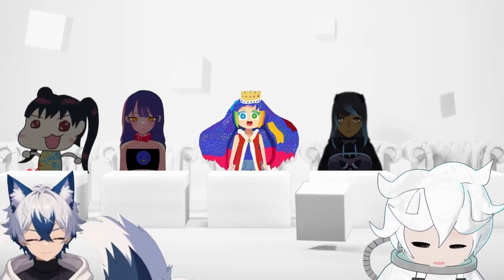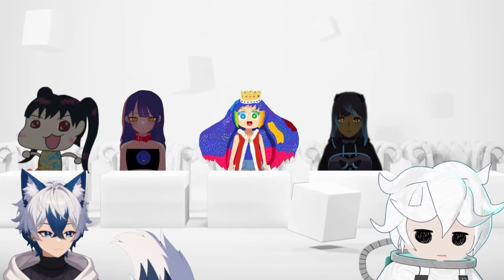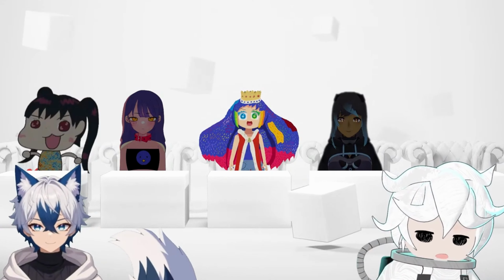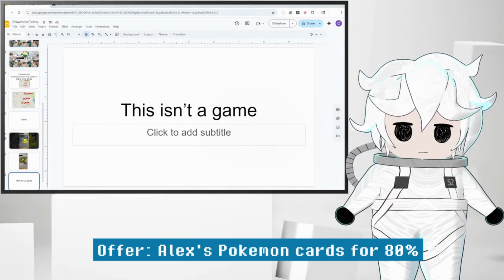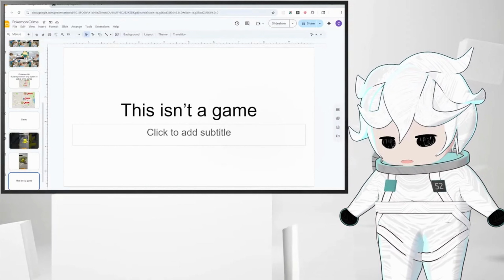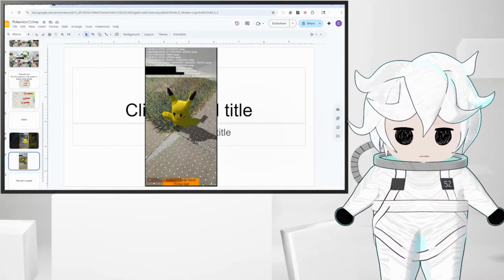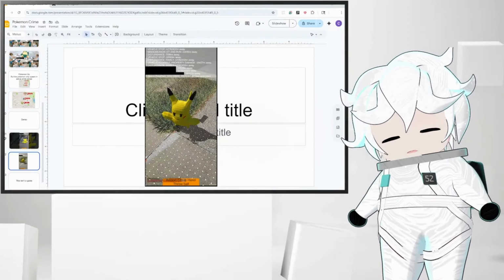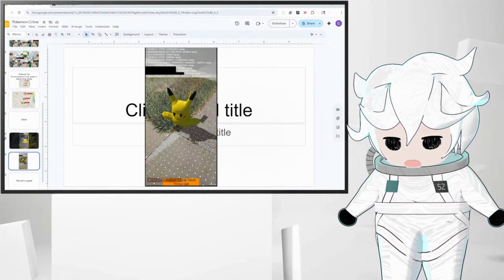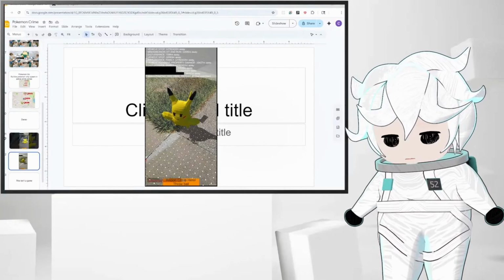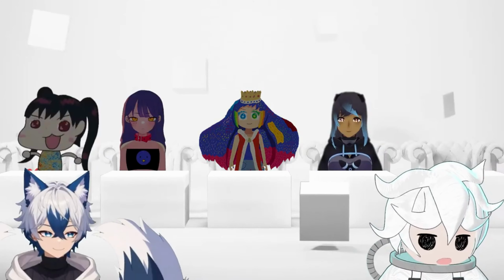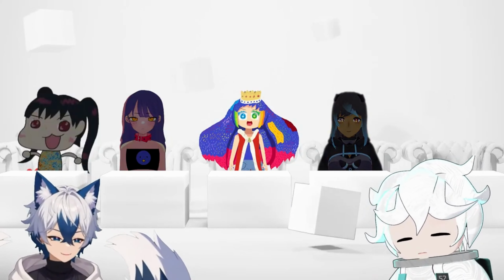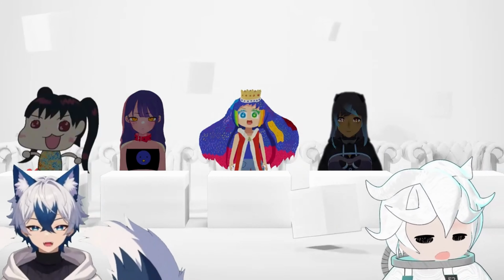I can offer you my entire collection of Pokemon trading card game cards for like 80% of your company. What cards do you have? Besides the energy cards, I have a Voltorb, a Fennekin, a Spring, a Xerneas, a Trainer card, Caterpie, a Stadium card, and I've got more. Wait, is he actually going through the cards right now? Yeah, I think he is.